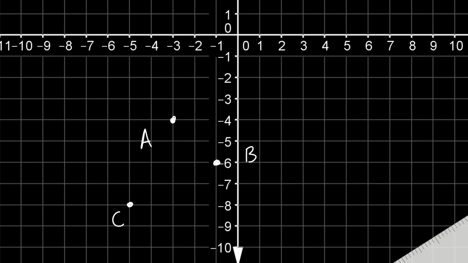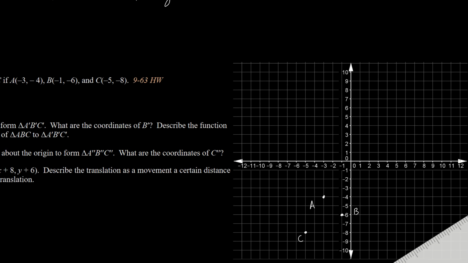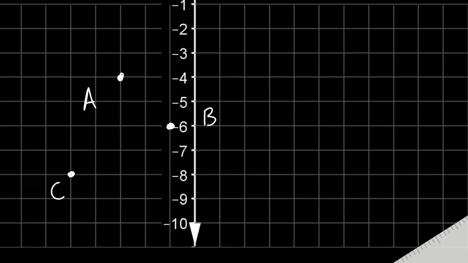B should be at the point -1, -6, and C should be at -5, -8. Right, that's what I think it was. Yeah, -5, -8. Good. First question is, what is the length of segment AB?